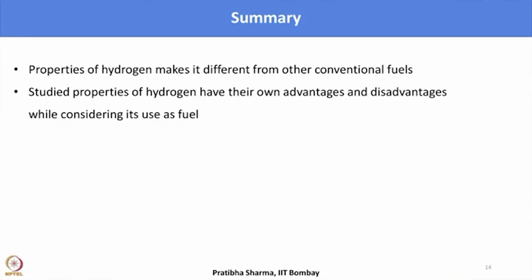To summarize, we have seen the various properties of hydrogen and how these properties are different from conventional fuels, making it quite distinct, with quite distinct characteristics. We have also seen that many of these properties have their own advantages and disadvantages if we are considering using hydrogen as a fuel.